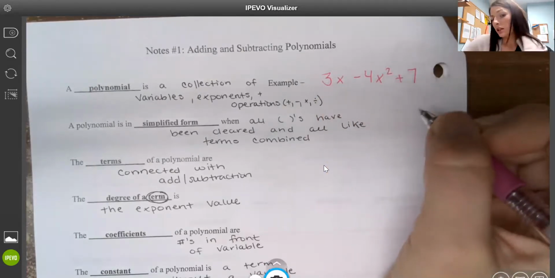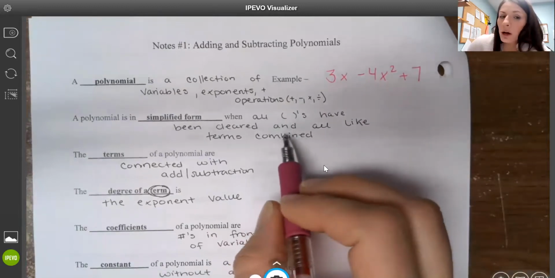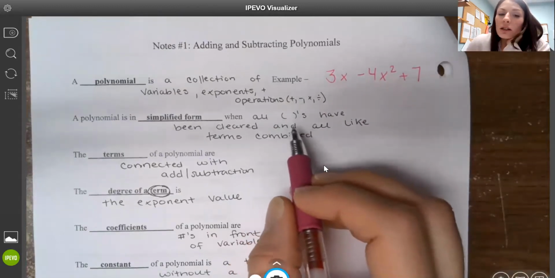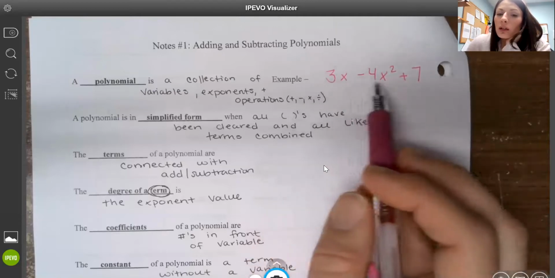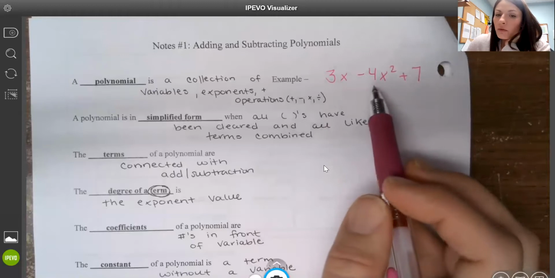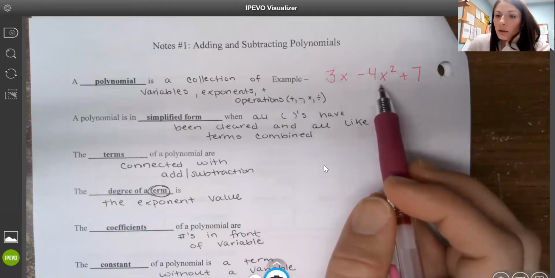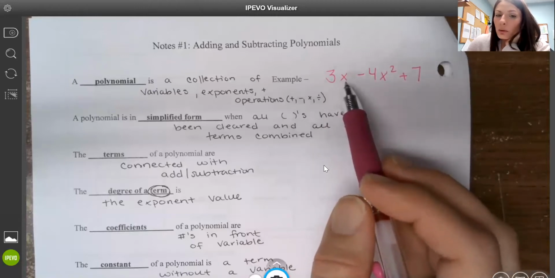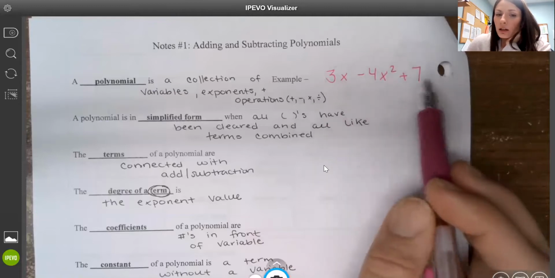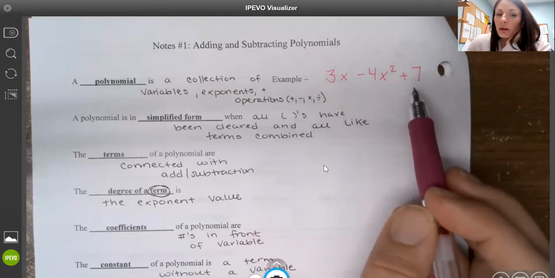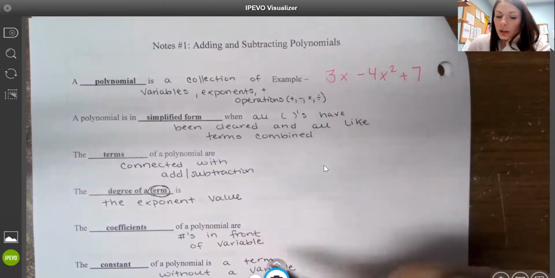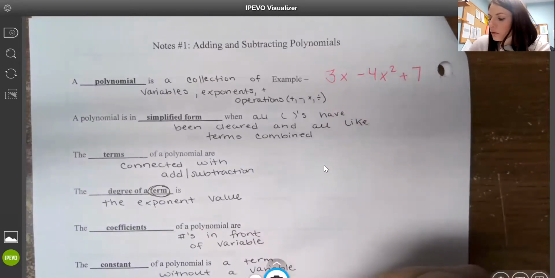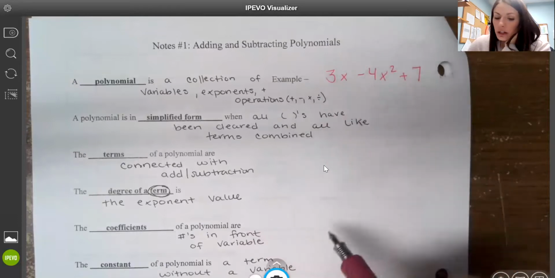Now within this, we need to know a few things. So first of all, a simplified polynomial has all the parentheses cleared and the like terms have been combined. So this would be simplified because I don't have any like terms here. Right, this x squared could only be combined with other x squareds. This x could only be combined with other x's. And this constant term could only be combined with other constant terms. And I have no parentheses, so this would be good to go in terms of simplification. Each of these is called a term.